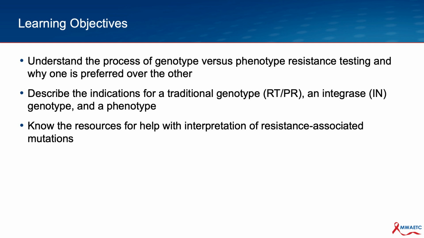Then describing the indications for traditional genotypes. And I've used these abbreviations RT-PR partly because that's the way they show up in the guidelines. So I want you to be familiar. So the traditional genotype RT-PR, that's reverse transcriptase and protease. That's a standard genotype test that does not include testing for integrase resistance. And then many systems and labs will have a separate integrase or IN genotype or integrase resistance testing. So I'm going to use those designations, and I want you to be familiar because the guidelines use those.